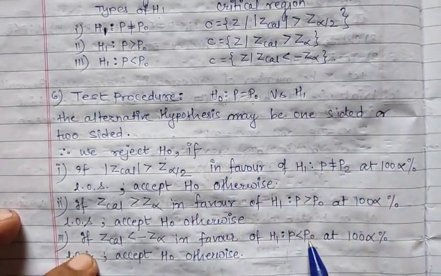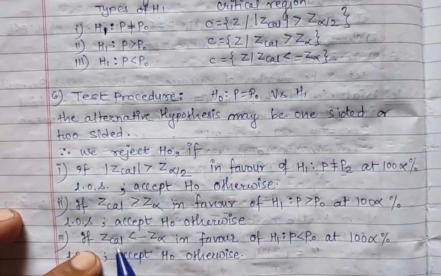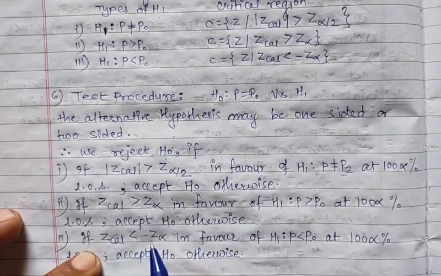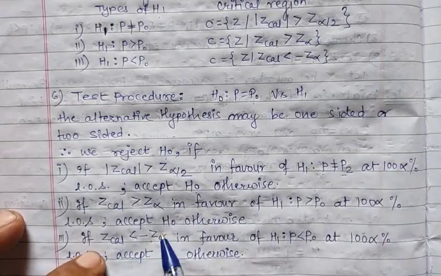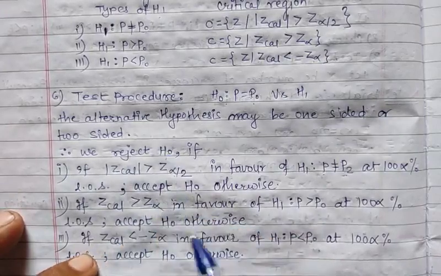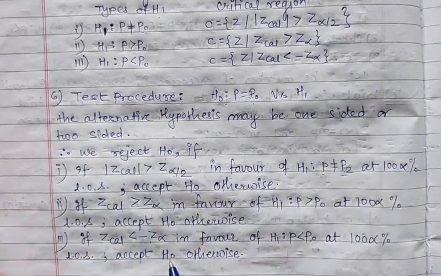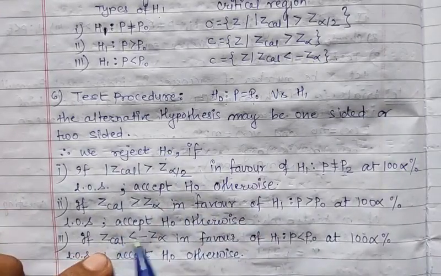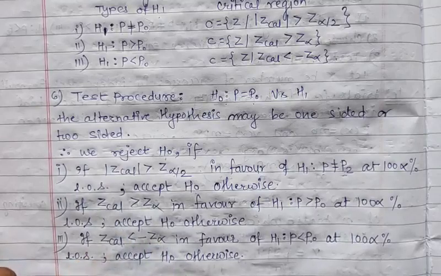And last, we check H0, which is P equal to P0, against H1, P less than P0. In this condition, if Z calculation is less than minus Z alpha, then we reject H0. Otherwise, we accept H0. It means Z calculation value is greater than minus Z alpha. In this case, we accept H0.